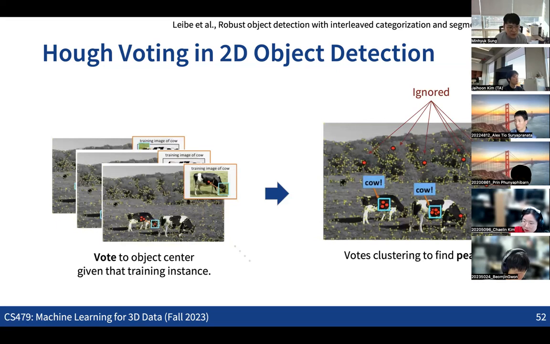Can you guess? When you have these votes for the centers of the objects, what can you do as the next step? If we want to find the bounding boxes for the objects, once we get the center of the objects using the Hough transform idea, how can you also recover the bounding box information? Question?